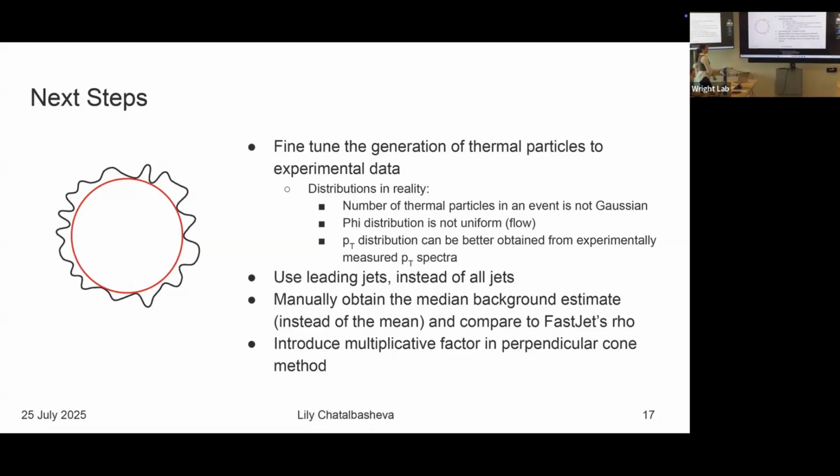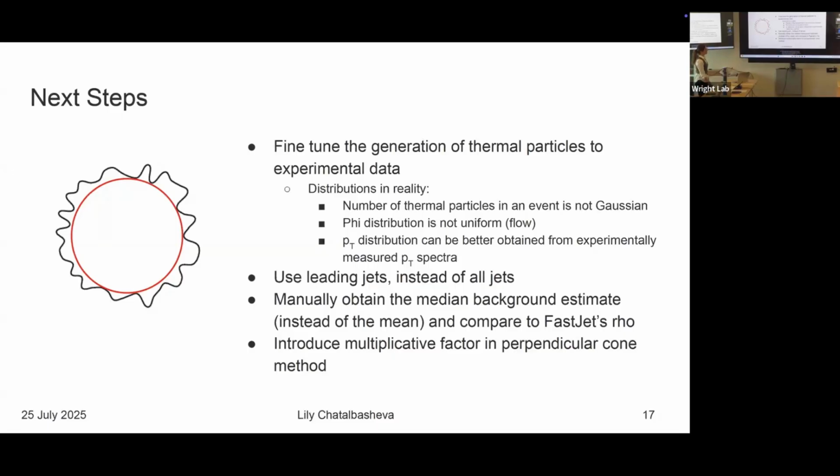And I would like to also, in a sense, double check whether the fast jet medium background that we get is close enough to our thermal model. So we can also manually obtain the medium background just by summing over all the thermal particles that we have in our perpendicular jet. And finally, as I briefly mentioned already, we can introduce a multiplicative factor in the perpendicular cone method, just to more closely mimic Pythia-only jets. So that was so much to cover in 15 minutes, but I'll be willing to take very quick questions.